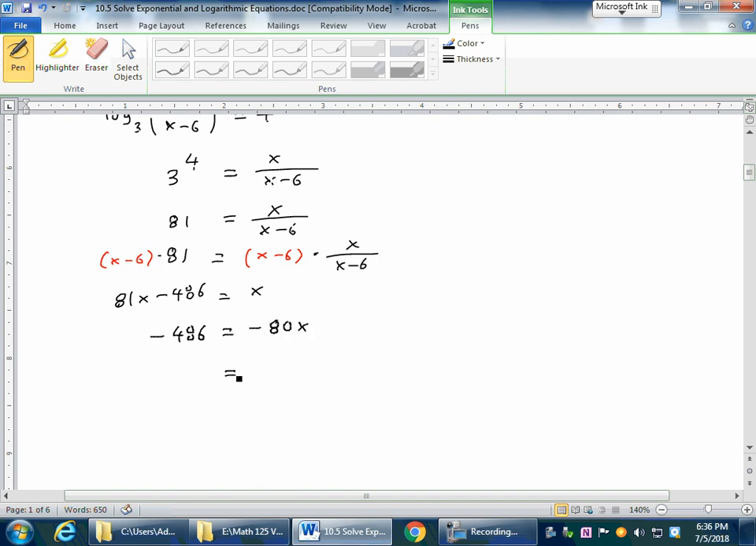And finally, divide both sides by negative 80, which gives us a decimal number answer, right? So 486 divided by 80 gives me 6.075.